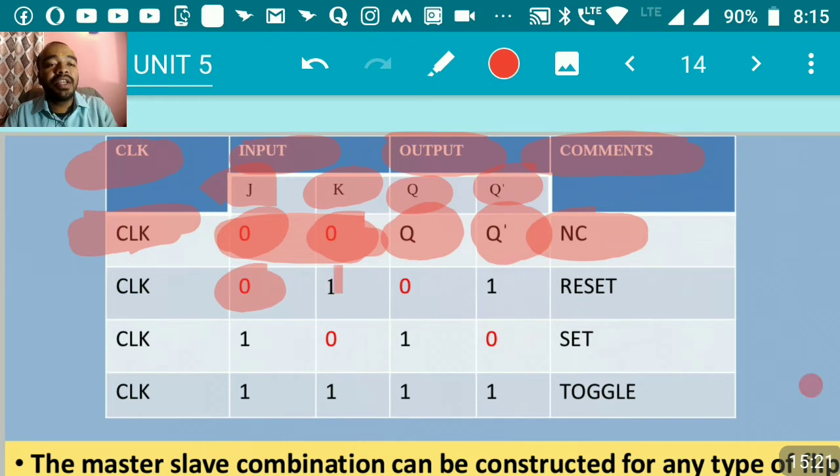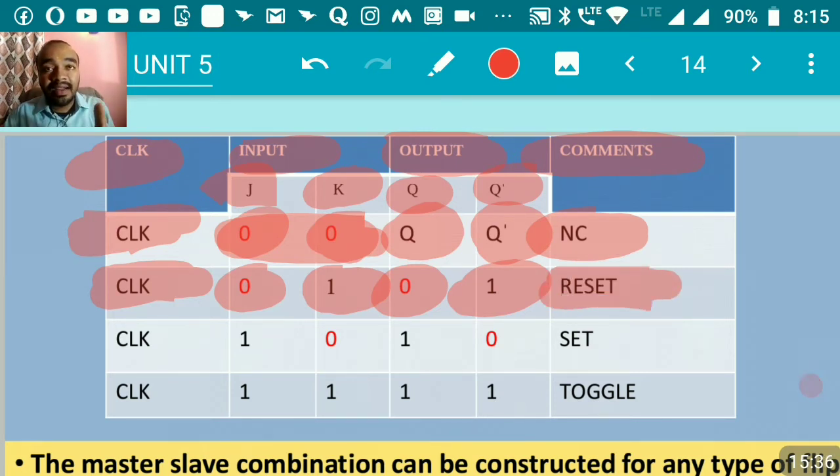Okay, so next we go to the next combination of inputs. When J is equal to 0, K is equal to 1, what happens here? After you apply the clock pulse, the master is going to give you the output Q is equal to 0 and Q bar is equal to 1. Master is going to get into reset state, and slave follows master. Slave copies master. That is what we are going to write. Even the slave flip-flop is going to get into reset state, and the master flip-flop is also in reset state. That is the answer.